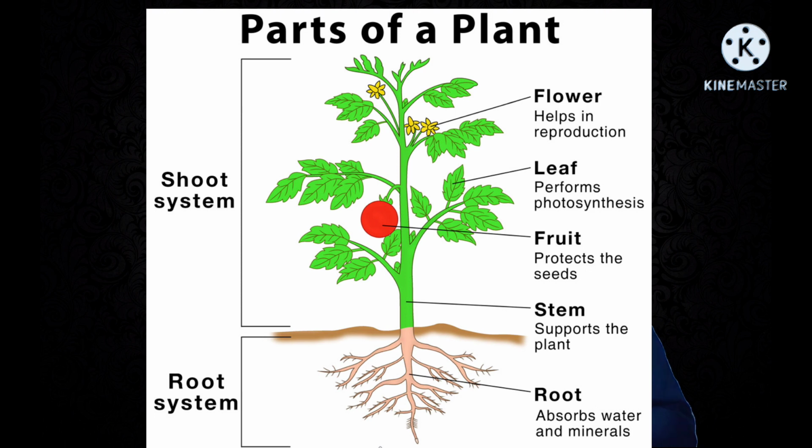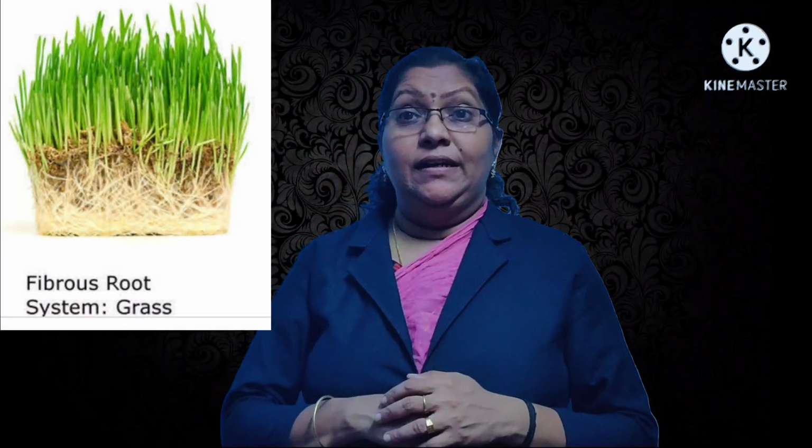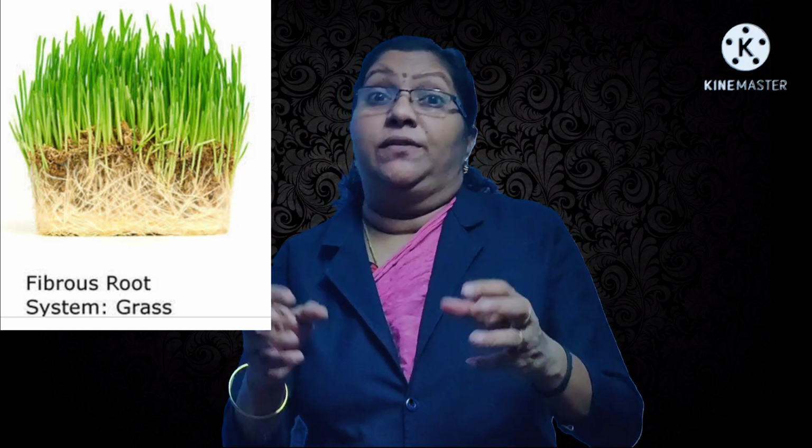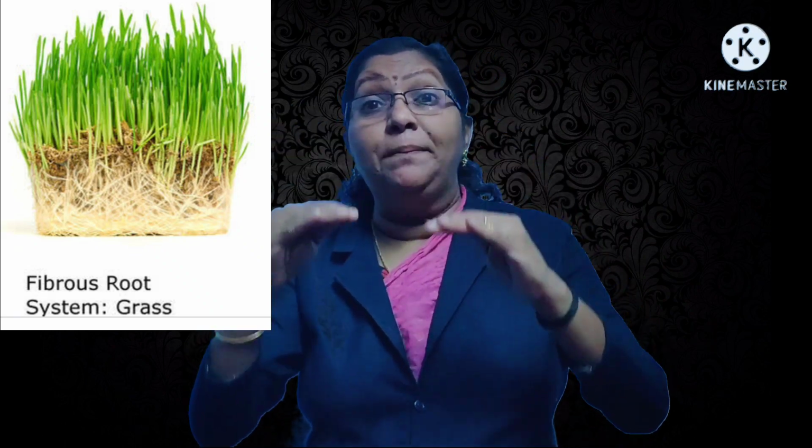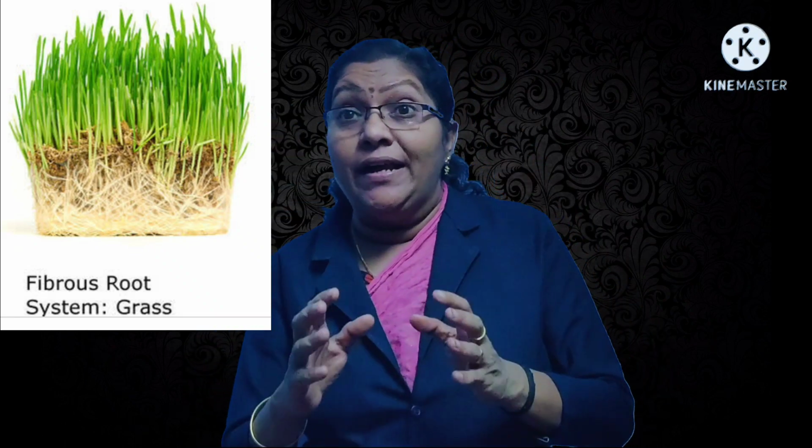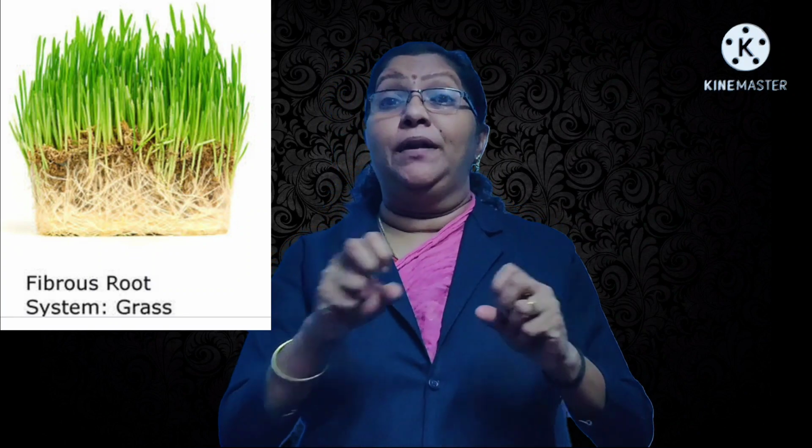Now see. The part of the plant which is under the soil, which fixes the plant into the soil. What are they called? Yes, you are correct. They are roots. Now, look at the roots over there. Look at the root of the grass plant. They have lot of roots, branched root which start from the base of the stem. Such kind of roots are called fibrous root.